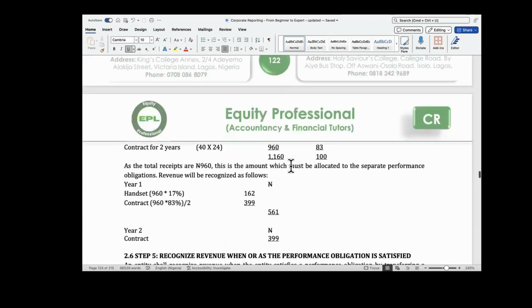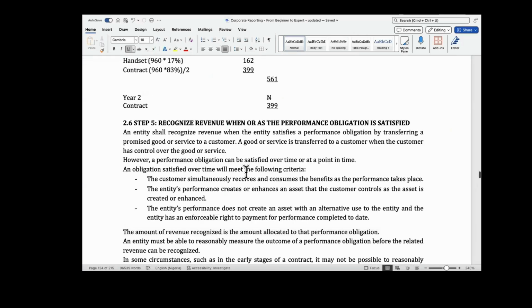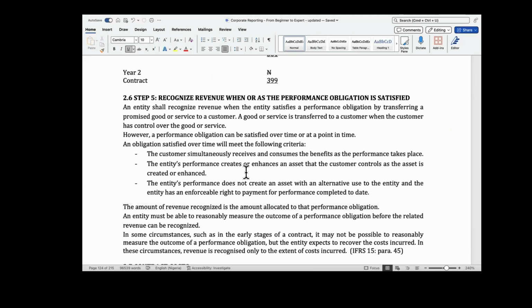And finally for today, step 5, which is to recognize revenue when or as the performance obligation is satisfied. So now we need to recognize revenue when you have satisfied the performance obligation. And what that means is that you have transferred goods or services to the customer. However, goods or services or performance obligation can be satisfied over time or at a point in time.